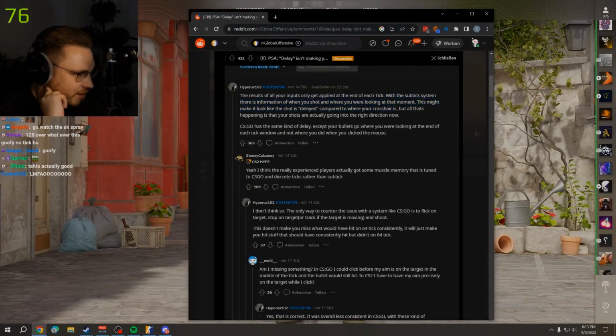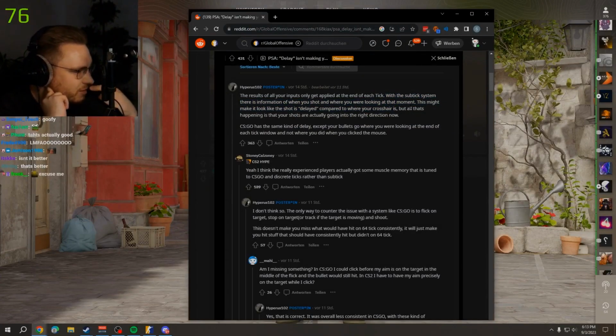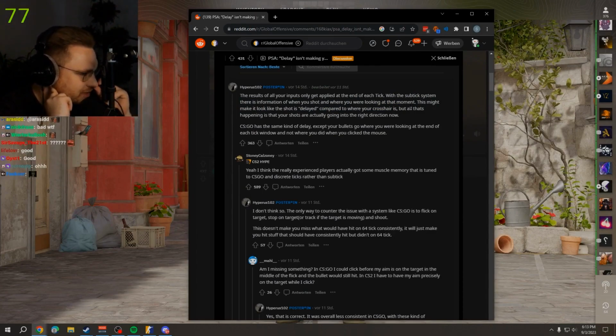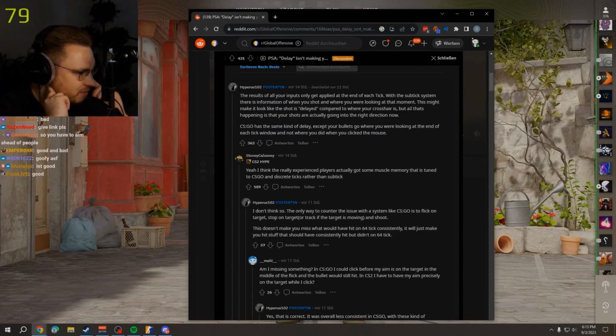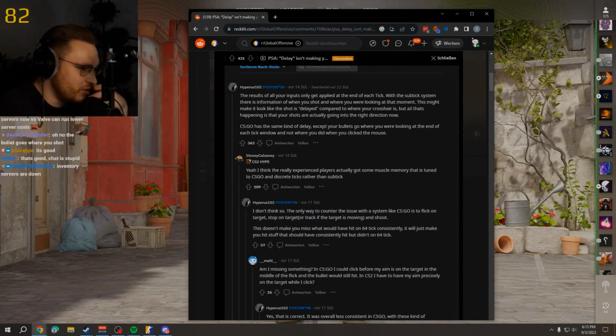The subtick system has information of when you shoot and where you were looking at that moment. This might make it look like the shot is delayed compared to where your crosshair is. But all that's happening is that your shots are actually going into the right direction. CSGO has the same kind of delay, except your bullets go where you were looking at the end of each tick window and not where you were when you clicked the mouse.